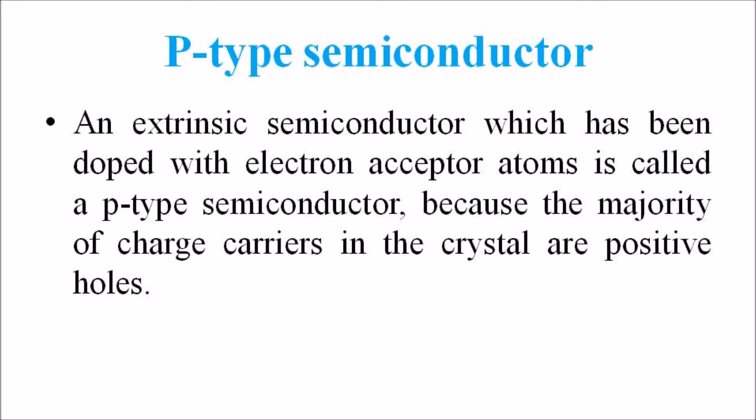An electron acceptor dopant is an atom which accepts an electron from the lattice, creating a vacancy where an electron should be, called a hole, which can move through the crystal like a positively charged particle. An extrinsic semiconductor which has been doped with electron acceptor atoms is called a P-type semiconductor, because the majority of charge carriers in the crystal are positive holes.